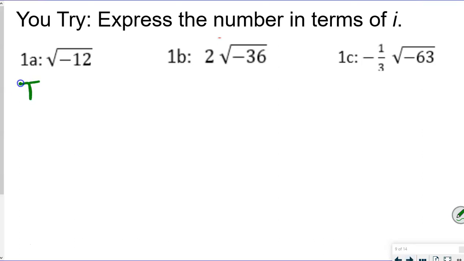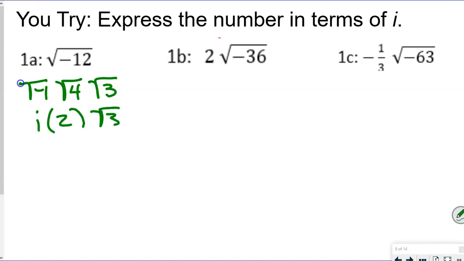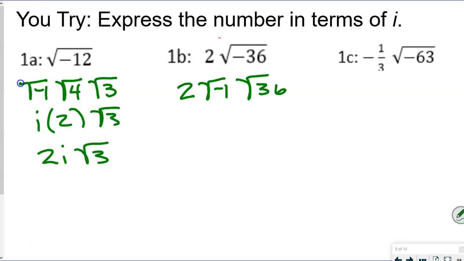So here we go again. Square root of -1, square root of 4, square root of 3. I did that because I know 4 times 3 is 12, and I also know that 4 is a perfect square. So this is going to be my i again. 2 square root of 3. Let's put it in right order. 2i square root of 3. This one, pretty easy. 2 square root of -1, square root of 36, right? So this is 2 times i times 6. 2 times 6 is 12. 12i.